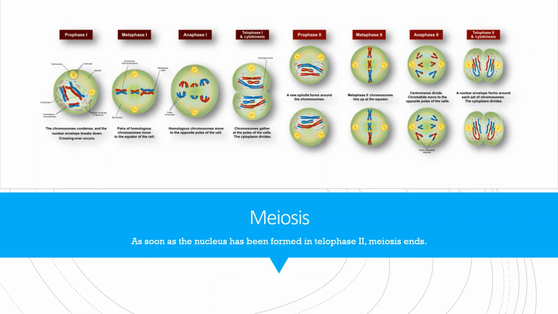Here's essentially the process of meiosis. As soon as the nucleus has been formed, again, just a reminder, so once that nucleus reforms in telophase 2, that's when meiosis officially ends. So this last slide of this video is just for you to see the whole process all at once. There's some good information underneath each of those phases as well.